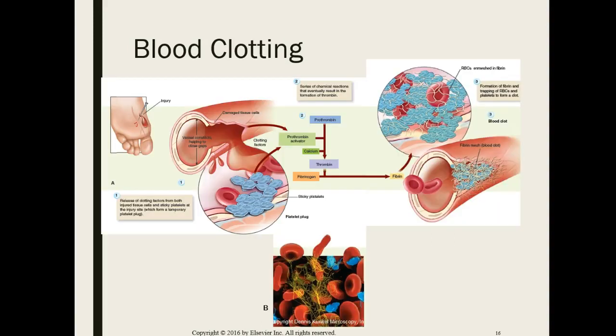So here is kind of that whole process in action. So here you can see that the clotting factors are released. Those platelets are going to form on the side wherever that injury is on the side of the vessel. Chemical reactions are going to take place. So prothrombin activator and calcium are going to create thrombin. And then that is going to react with the fibrinogen to form fibrin, which is this little net or mesh that's going to trap the red blood cells and cause the hole in that vessel to close up.